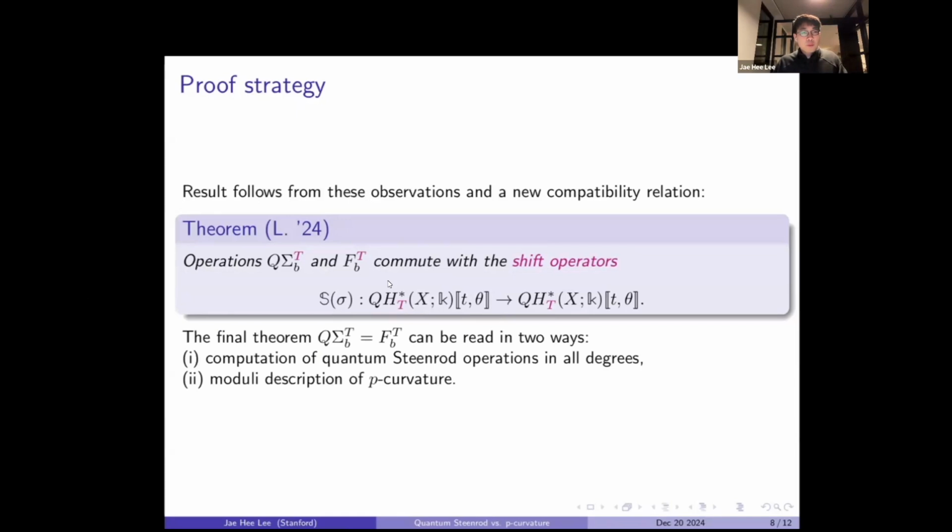And from the perspective of symplectic topology, this gives you the first full computation of quantum Steenrod operations that work in all degrees, including these degrees supporting p-fold multiply covered curves. And also from the side of representation theory, or from the side of the connection, this gives you a direct one-shot moduli space description of what this p-curvature should be. So this is sort of the two interpretations that you can give to this result.